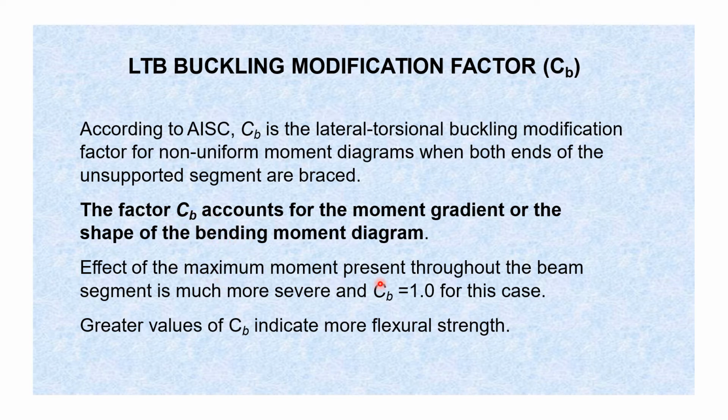The effect of the maximum moment present throughout the beam segment is much more severe, and the Cb value will be 1 for this case. When there is a maximum moment throughout the beam, the Cb value of 1 will be used. But there is a different phenomenon when we provide bracing. Greater values of Cb indicate more flexural strength. It means if we have a Cb value greater than 1, then the flexural strength of the beam is more.